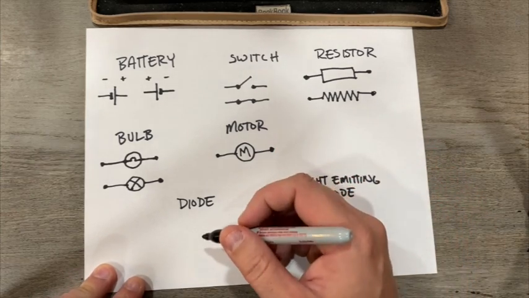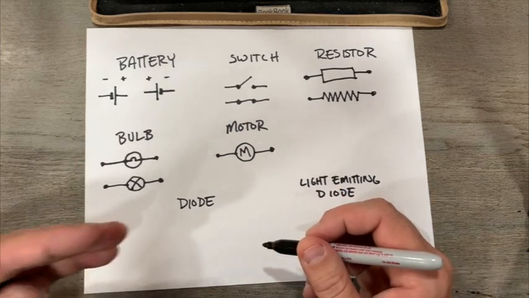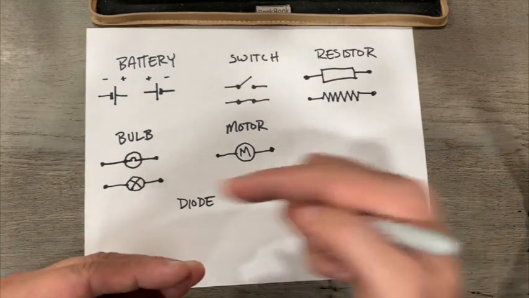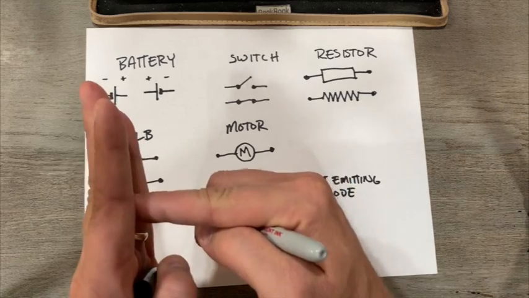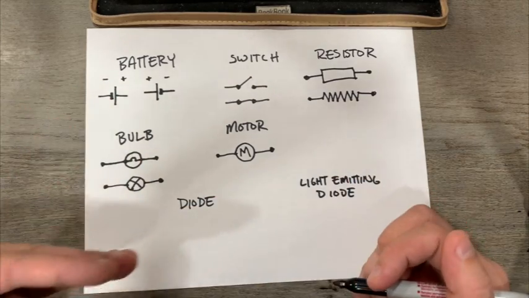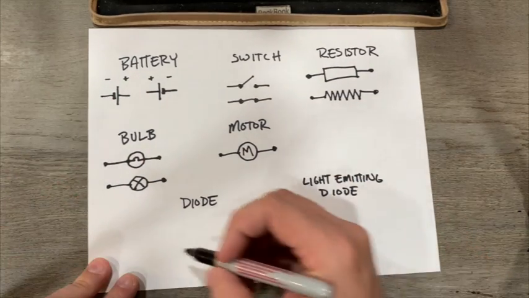Now, a diode is a limiter for current that only allows it to flow in one direction. If the current tried to flow the opposite direction, it would be stopped. So what a diode does is it only allows the current to flow in one way.